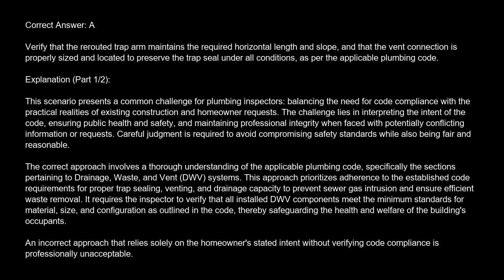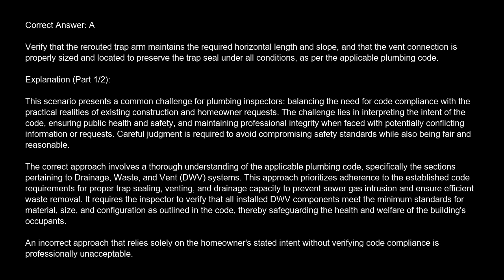The correct approach involves a thorough understanding of the applicable plumbing code, specifically the sections pertaining to drainage, waste, and vent (DWV) systems. This approach prioritizes adherence to the established code requirements for proper trap sealing, venting, and drainage capacity to prevent sewer gas intrusion and ensure efficient waste removal. It requires the inspector to verify that all installed DWV components meet the minimum standards for material, size, and configuration as outlined in the code, thereby safeguarding the health and welfare of the building's occupants.